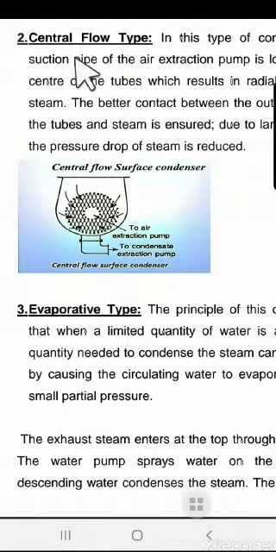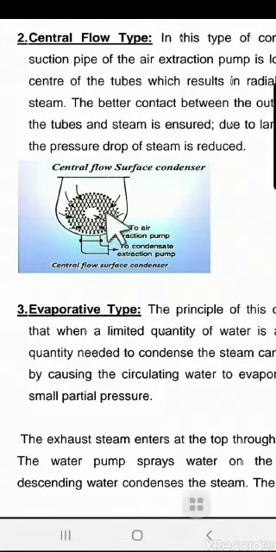Now the next is the central flow type surface condenser. In the central flow condenser, the steam enters at the top of the condenser and flows in the downward direction. In this type of surface condenser, the suction pipe of the air extraction pump is provided in the center of the tubes. These are the tubes.